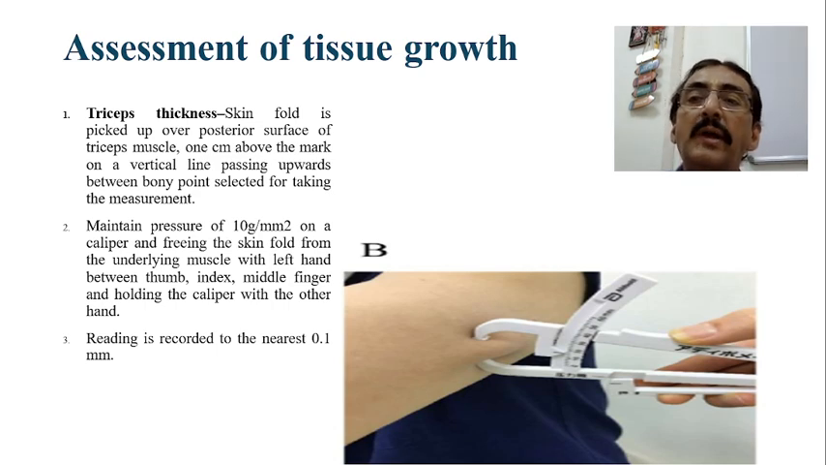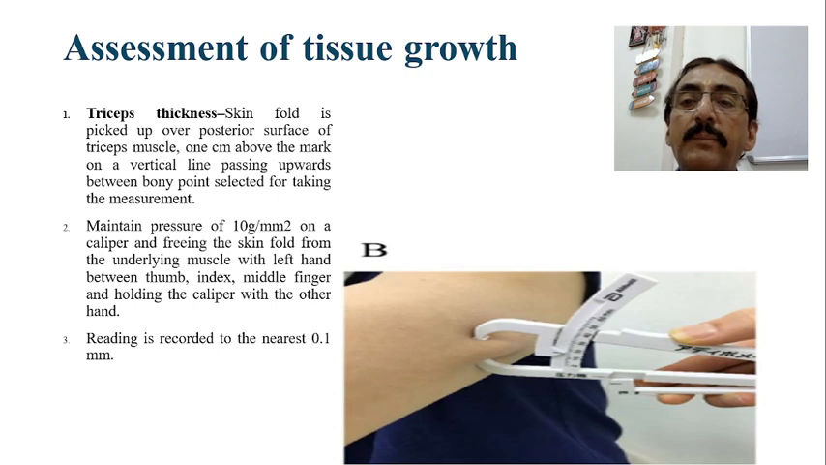Now talking about assessment of the tissue growth. Triceps thickness, biceps thickness and subscapular thickness, these are the three important tissue growth assessments done to assess the growth, especially important in protein energy malnutrition, marasmus, etc., and malnutrition disorders. Triceps thickness, how to do that?